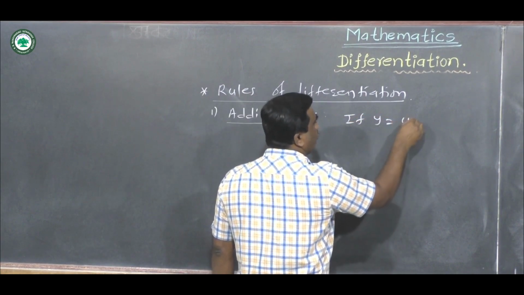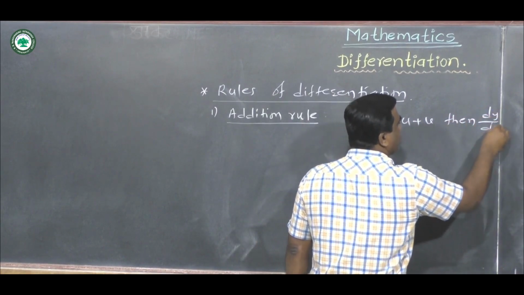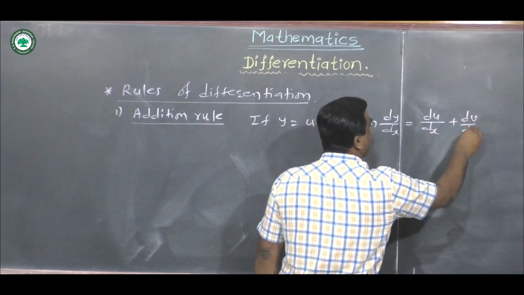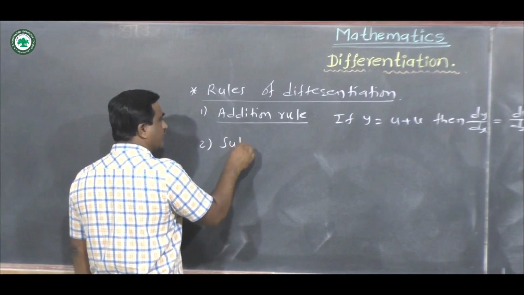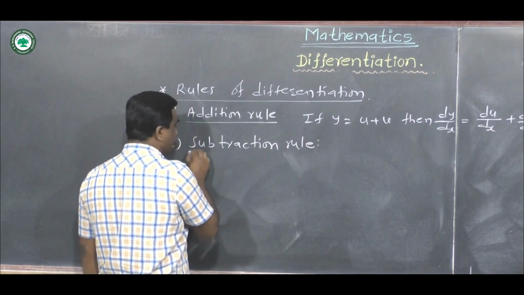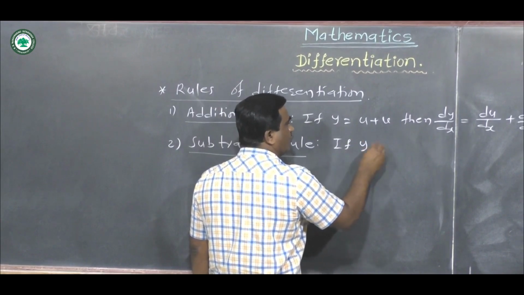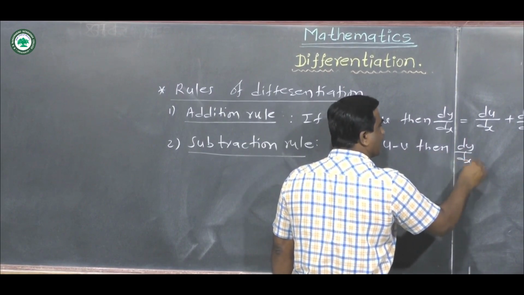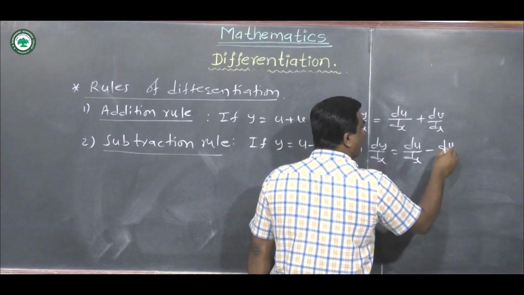If y is equal to u plus v, then dy by dx is equal to du by dx plus dv by dx. Number second, subtraction rule. If y is equal to u minus v, then dy by dx is equal to du by dx minus dv by dx.